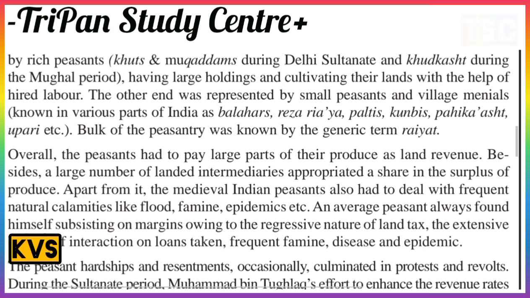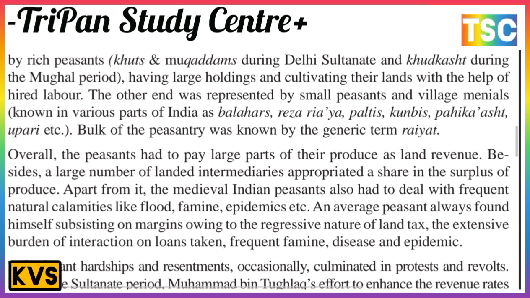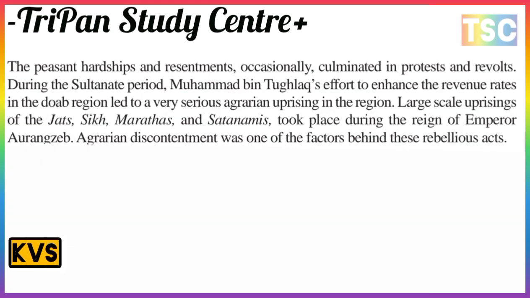Natural calamities like floods, famines and epidemics, and the regressive nature of the land tax, often left the peasant subsisting on the margins. There was an extensive burden of interest on loans taken due to frequent famine, disease and pandemic. The peasants' hardships and resentment occasionally culminated in protest and revolt, and led to very serious agrarian uprisings in some regions.